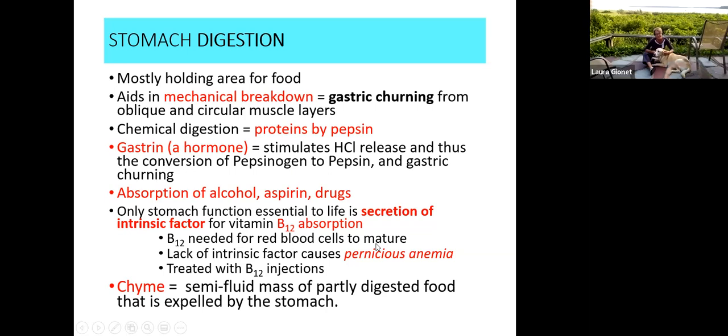So B12 is needed for red blood cells to mature. We use other vitamins, there's B5 and B6 and other ones, but we definitely need B12. Lack of intrinsic factor can cause pernicious anemia, and it's generally treated with B12 injections.